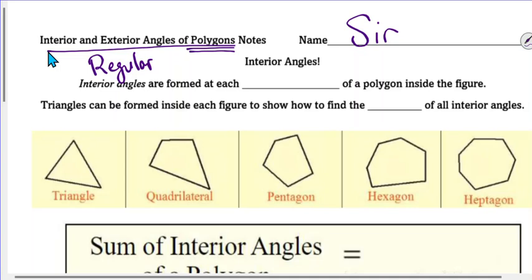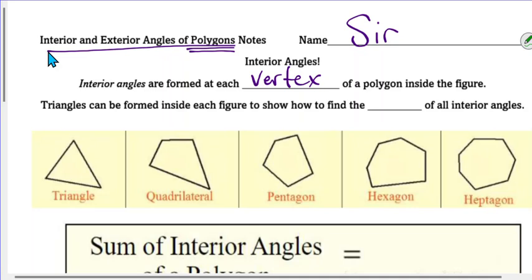But if I just say it's a polygon, that just means it has straight sides and it doesn't have any openings in it. So that's really just a very general word for a shape with straight sides. The interior angles are formed at each vertex of a polygon, inside the figure.